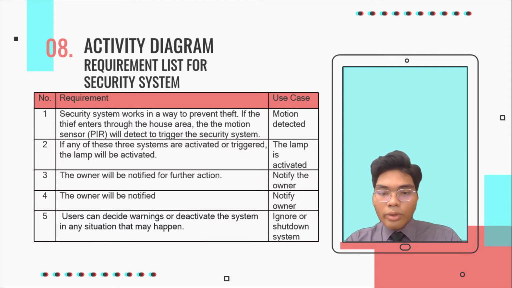Security system would in a way to prevent theft. If the thief entered through the house area, then the motion sensor PIR will detect and trigger the security system. If the PIR detect motion, system is activated and the buzzer will be on. The next one, owner will be notified for further action through Blink app. And lastly, user can decide warning or deactivate the system in any situation that may happen.